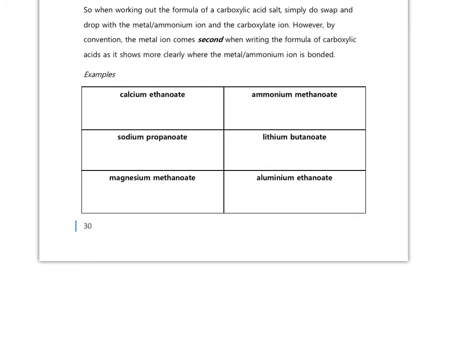So you need to be able to write formulas of the salts that are produced from these reactions. So given a name of it, you need to be able to convert it into a formula. And all you need to do is simply do swap and drop with the metal or ammonium ion and the carboxylate ion. And what I mean by that is the likes of your methanoate, ethanoate, propanoate, so on.